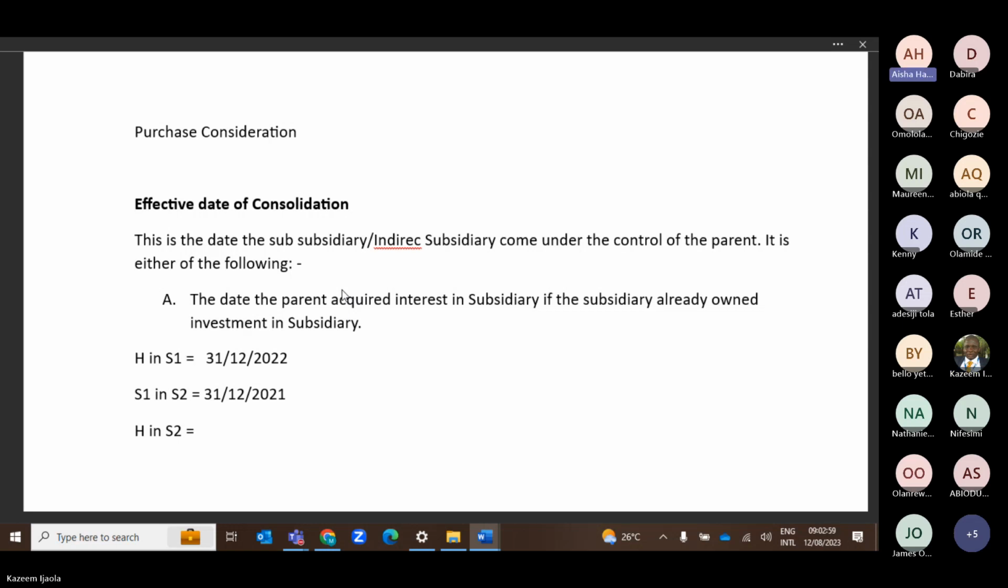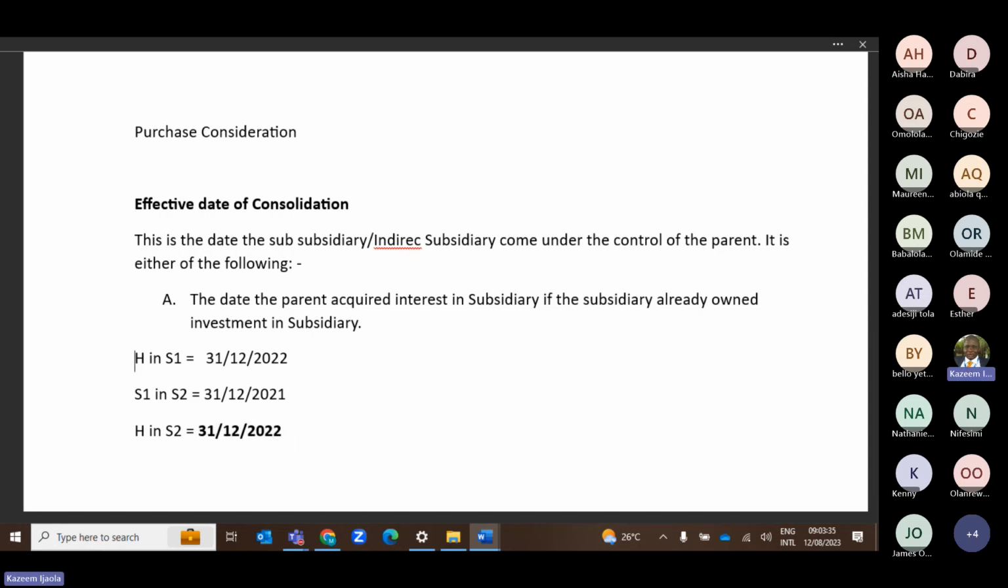The date he acquired S1. Why not use the date X1 acquired S2? Because H was not involved before that time. Perfect, you are correct. So in this case, H only owns S1 in 2022, whereas X1 already owns S2 in 2021. So if you want to consolidate H in S2 now, it will surely be 31st December 2022. You cannot use 2021 because in 2021 there was no H.